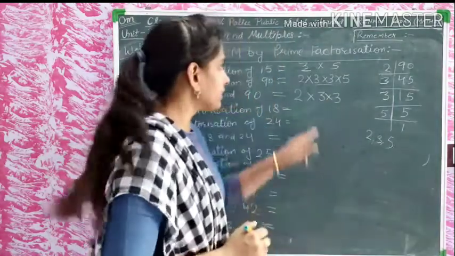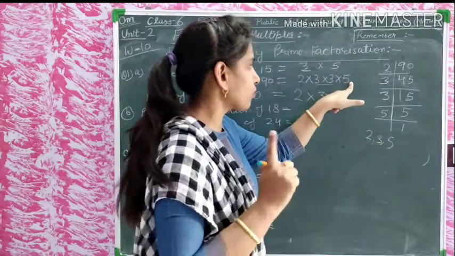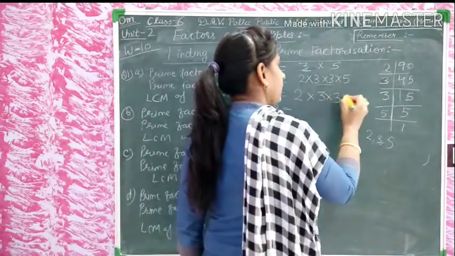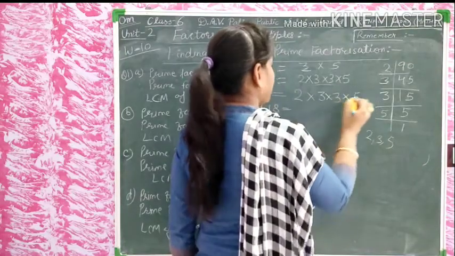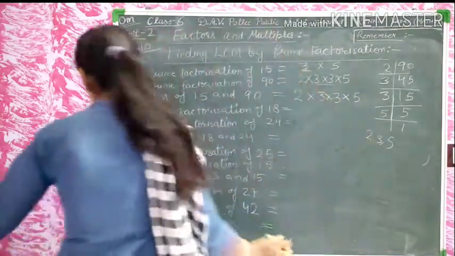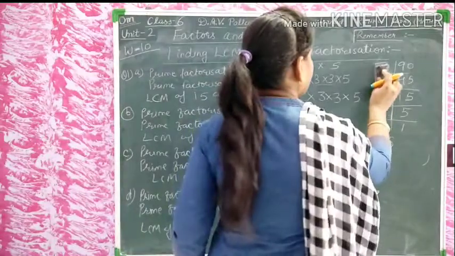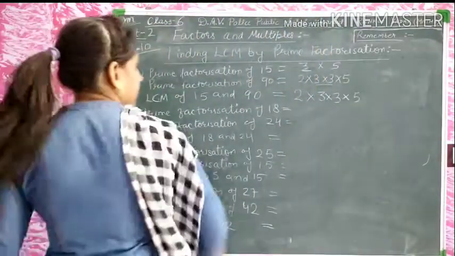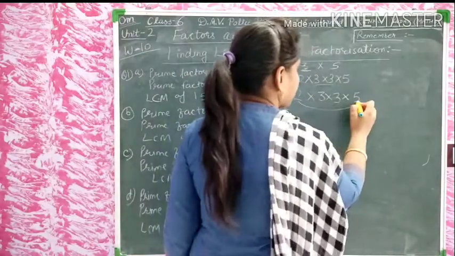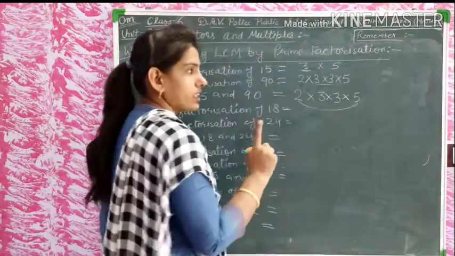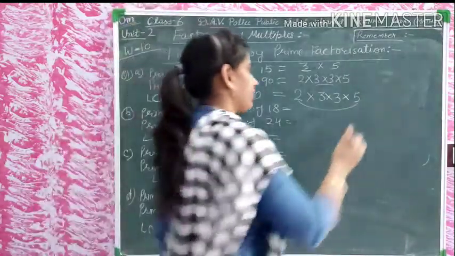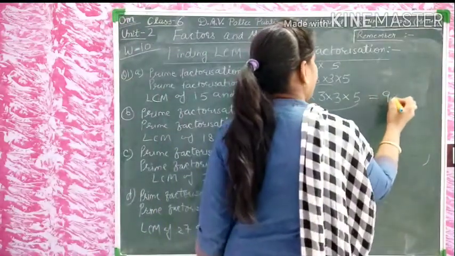Next is 5. There is also 1 time. It means 5 comes only 1 time, maximum 1 time. It means their LCM is equal to multiplying all the numbers. For multiplying, we can easily multiply. 5 into 2 makes 10. 10 into 3 is 30, 30 into 3 is 90. It will become 90.